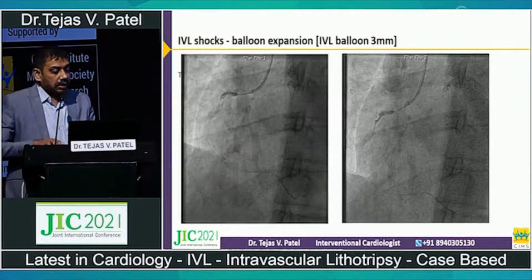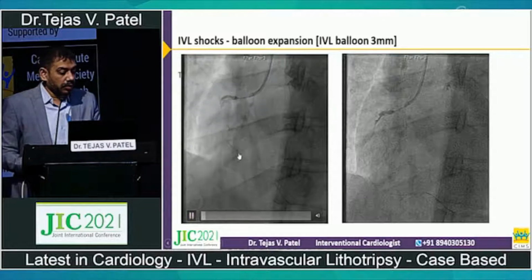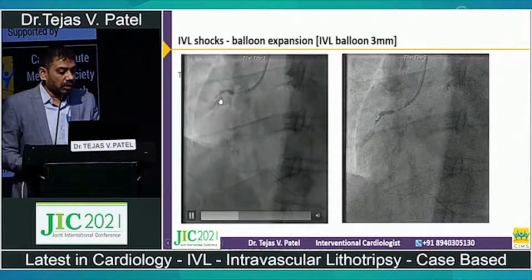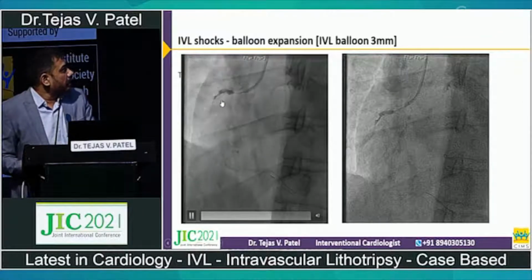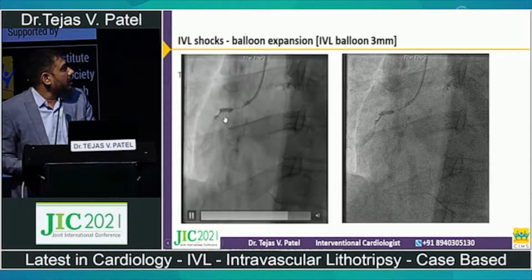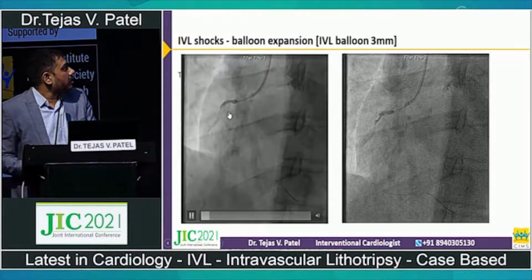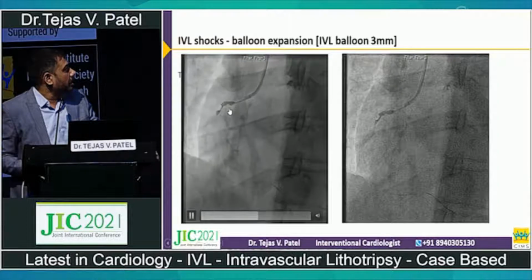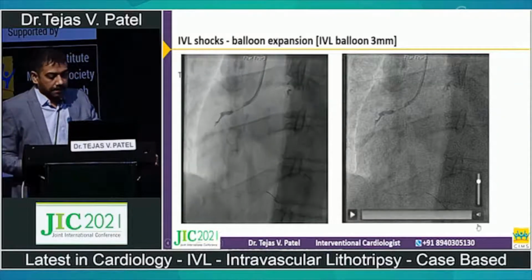So you can see it here. This is the IVL shock. This is the IVL balloon, and you can see that there will be some bubbles here. When we deliver the shock, there will be some bubble appearance. You can see it here. That means that it is delivering the energy in the local place, and you can see the expansion of the balloon at the same time. So these are the IVL shocks getting delivered into the local place of the block, cracking the calcium, and the artery is getting expanded at that place.